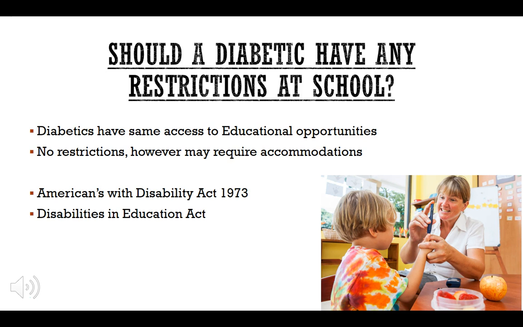Based on the Americans with Disabilities Act and the Individuals with Disabilities Education Act, no diabetic child should be restricted from educational opportunities. They should not have any restrictions. However, they may be required accommodations when necessary for their well-being.